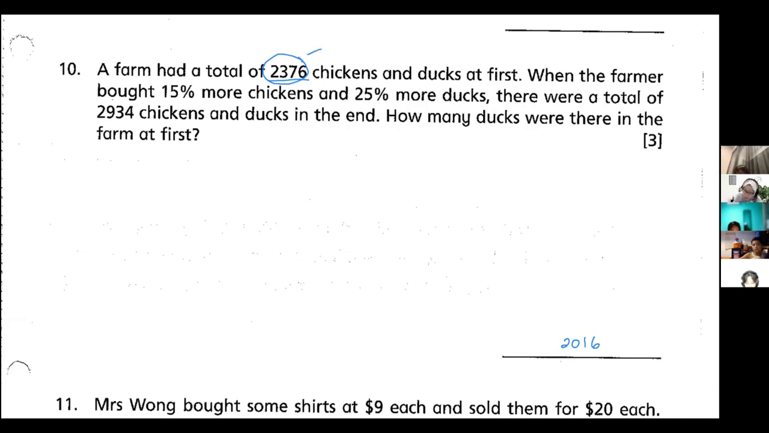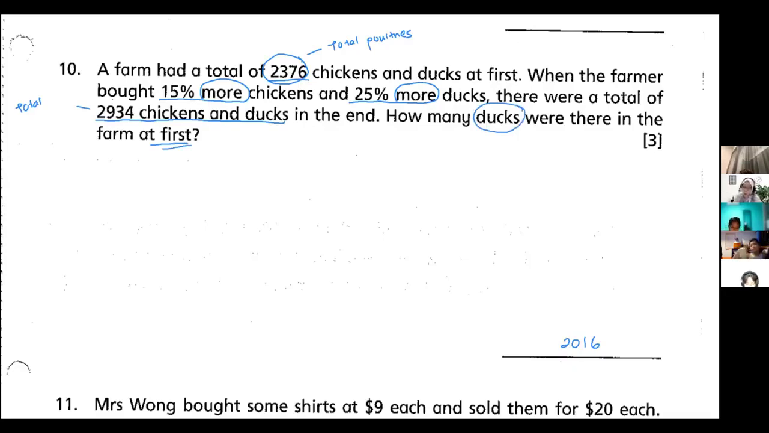So we're gonna name this as the total poultries. Okay, when the farmer bought 15% more chickens and 25% more ducks, there were a total of 2,934 chickens and ducks in the end. Again, this is the total poultries. Okay, this is the total. How many ducks were there in the farm at first? I only want the number of ducks.